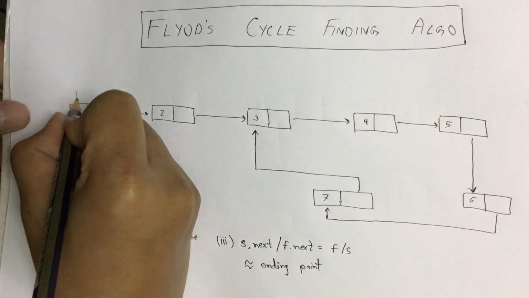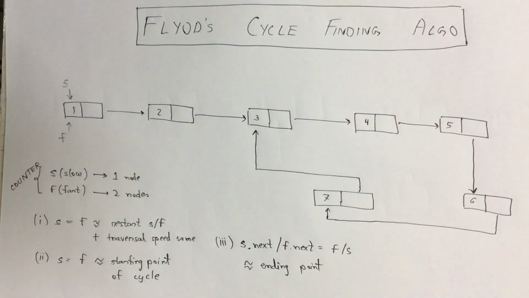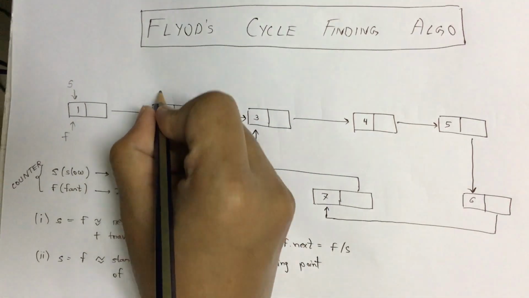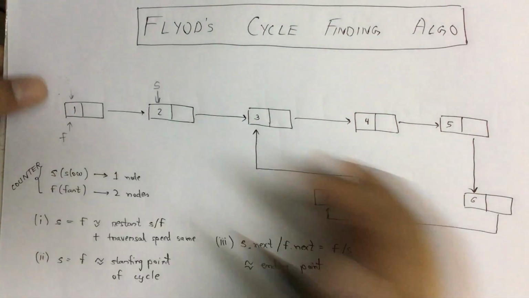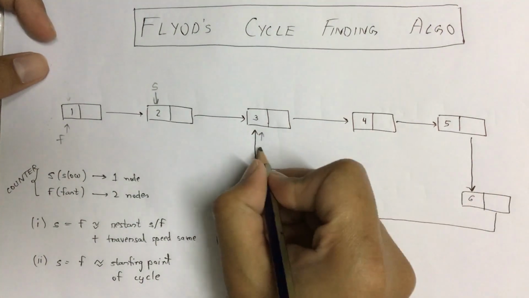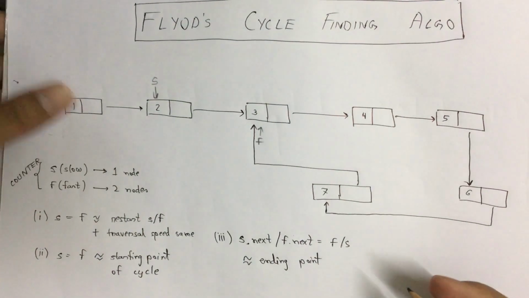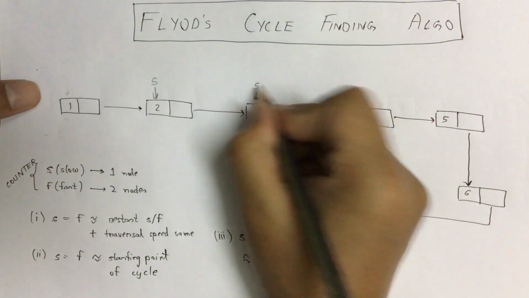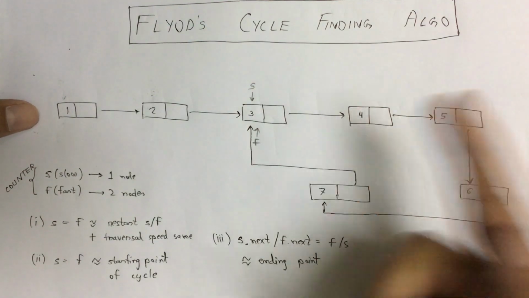So let's start. You have the slow counter here and the fast counter here. Now during the first iteration, the slow counter moves from node 1 to node 2. And the fast counter moves from node 1 to node 3 since it traverses two nodes at a time. Then you have the slow counter moving from node 2 to node 3. And the fast counter moving from node 3 to node 5.